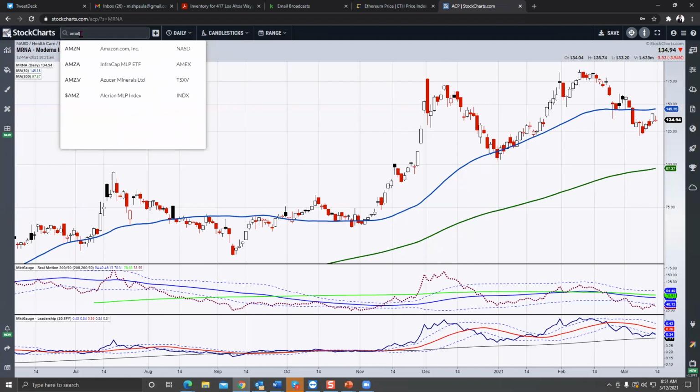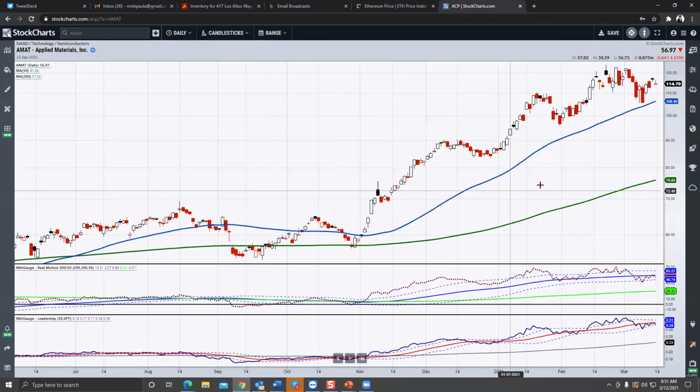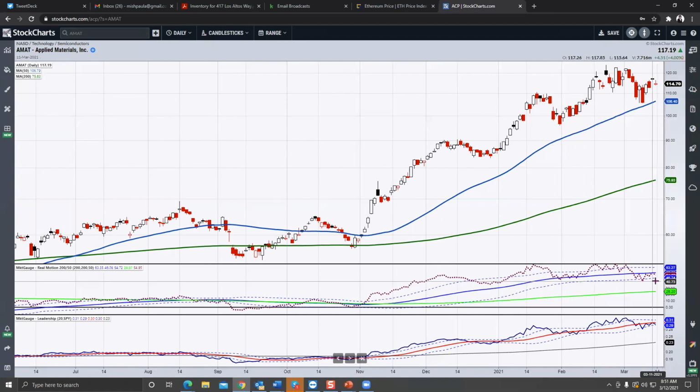Now, the next one is AMAT, which is Applied Materials. This looks a little bit different because you can see it's well above the 50, but look at the divergence here.